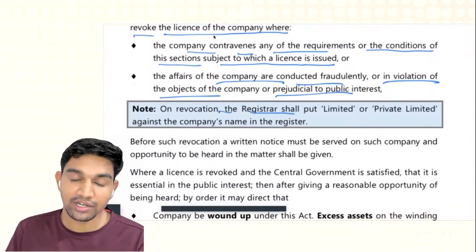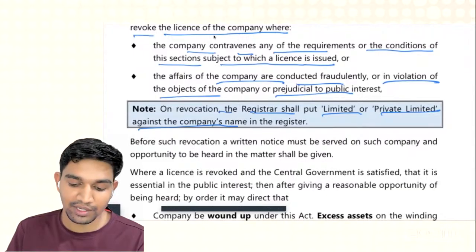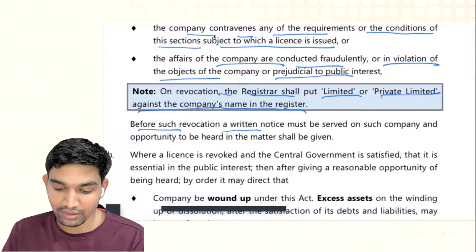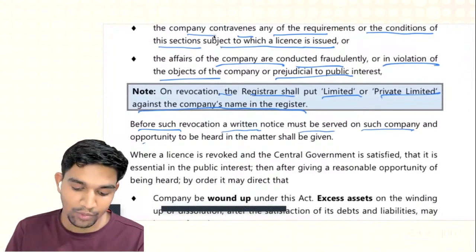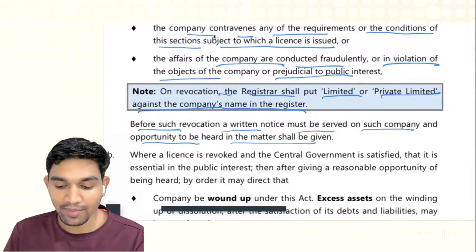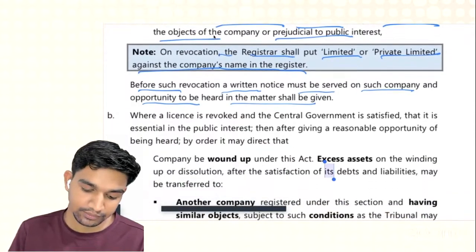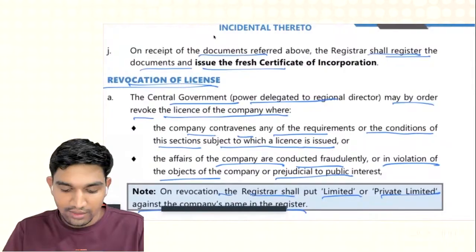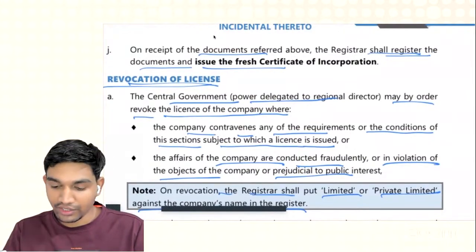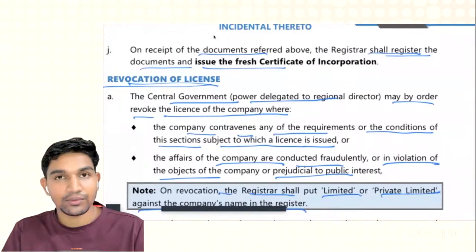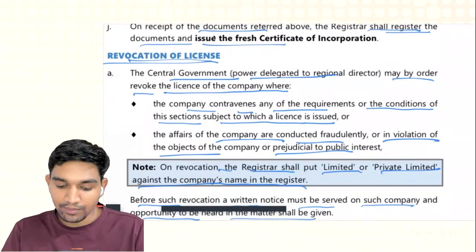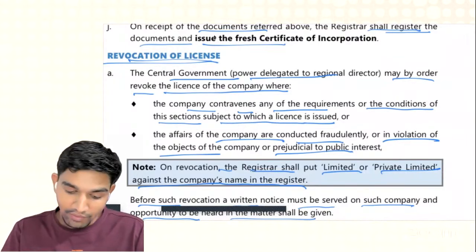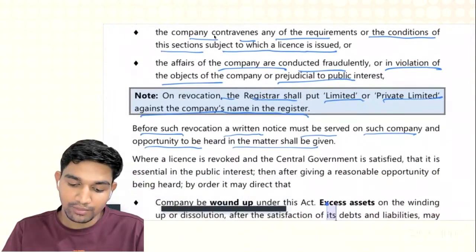On revocation, the registrar shall put limited or private limited against the company's name in the register. Before such revocation, a written notice must be served on such company. An opportunity to be heard in the matter shall be given. So there are two conditions in the case of revocation of license. First, the company contravenes any requirement or condition of Section 8 subject to which the license has been issued, and second, the affairs of the company are conducted fraudulently, in violation of the objects of the company, or prejudicial to public interest.